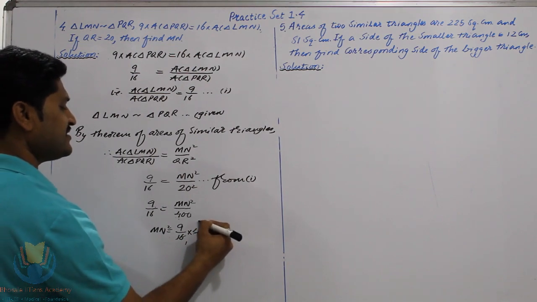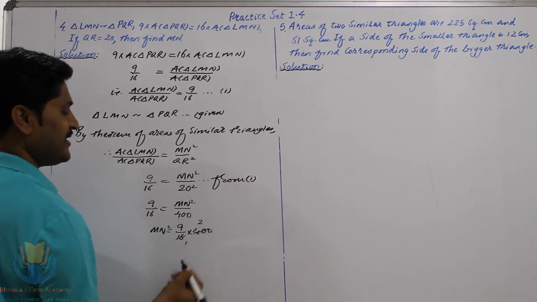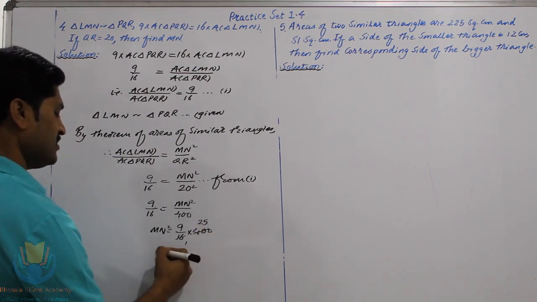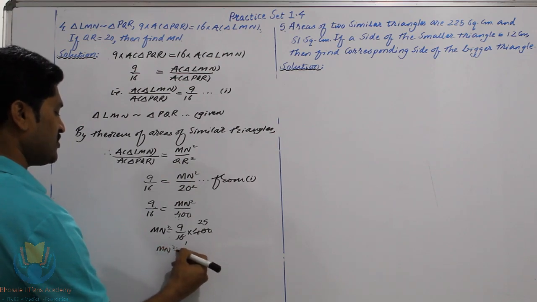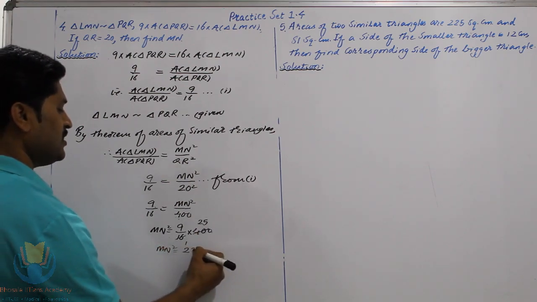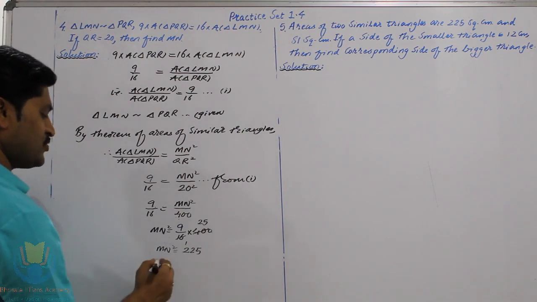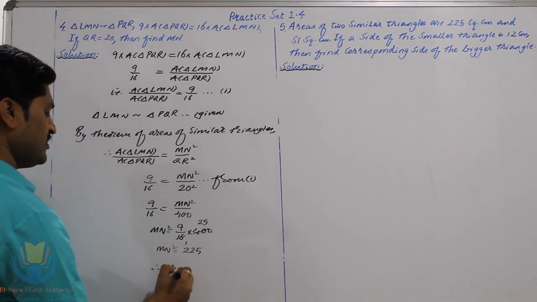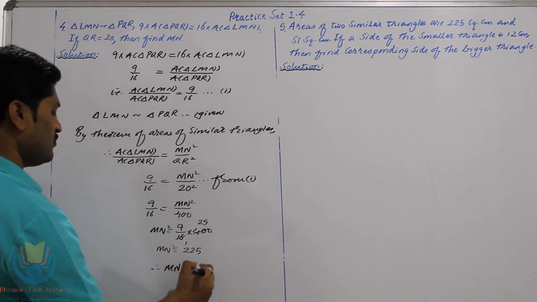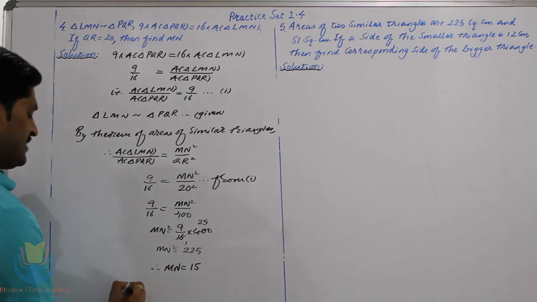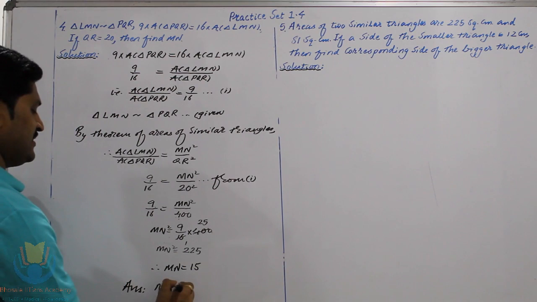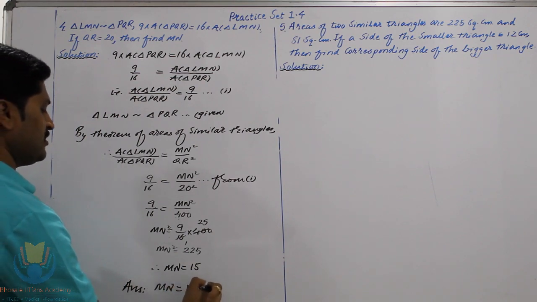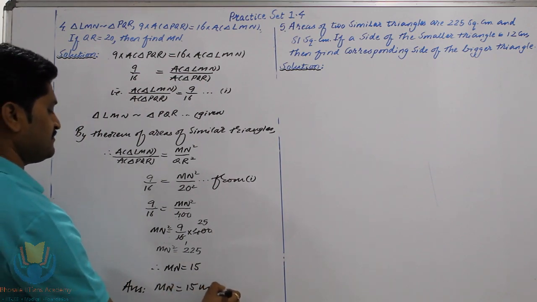16 1 the 16, 16 2 the 32, 8 is left, 80. So 16 5 the 80. So therefore this MN square is 25 9 the 225. So taking square root on both sides, therefore this MN will be equal to 15. So we will write the answer. So therefore this length of MN is 15 units.